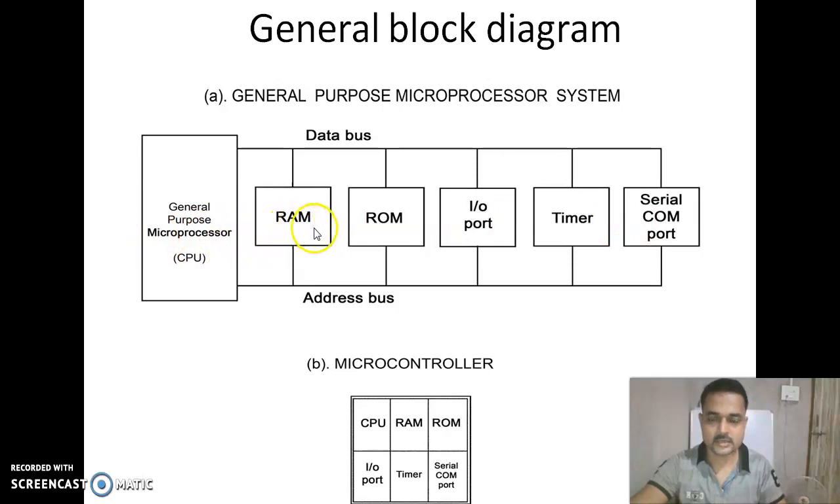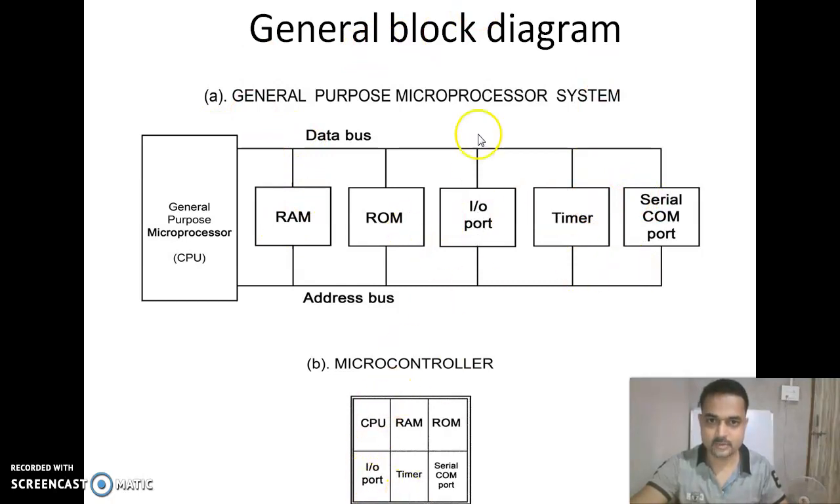They need to be connected externally to the microprocessor, and can be accessed with the help of address bus and data bus. So using address bus and data bus, we can access the RAM, ROM, IO port, timer, serial communication port. RAM, random access memory, is like a scratch pad. We can write and erase. Writing on a page using a pencil, it is RAM; we can erase with the help of an eraser. Writing on a page using an ink pen, that is ROM, read only memory, we cannot erase. IO port, timer, serial communication ports, we need to connect externally.